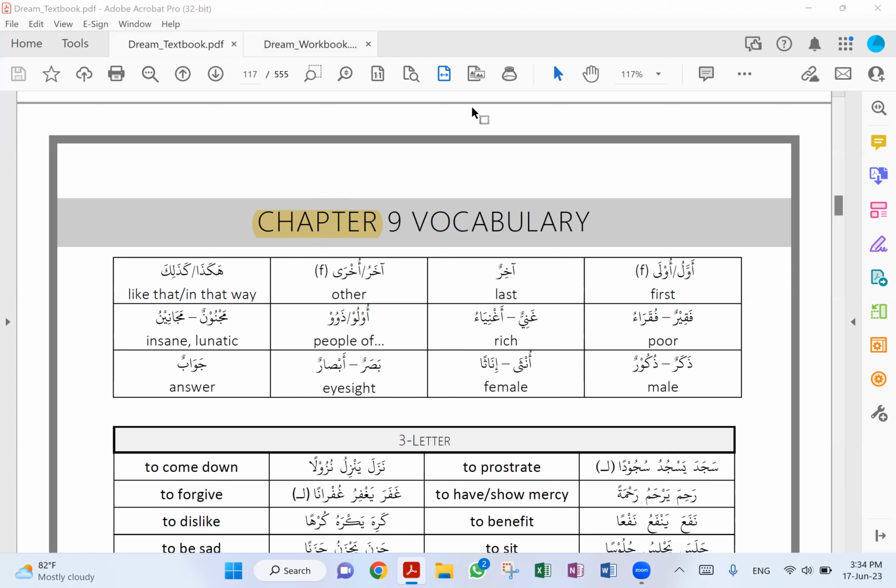Okay, I think there's nothing, so we can continue. We can start negation. So chapter 9, this is where we are. We have just 2 more chapters to finish basic Nahu, and then we can start Sarf. Okay, so that's a bit exciting.